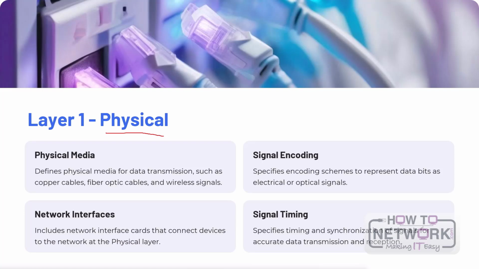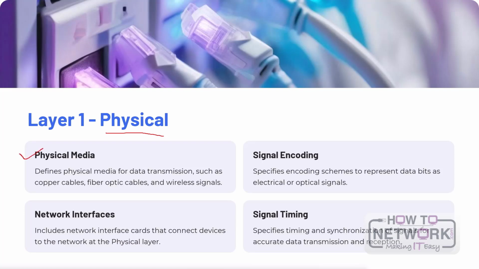Now consider a simple example, like connecting your computer to the internet via an Ethernet cable. The physical layer dictates the cable's type, like is it a Cat5e or Cat6, with an RJ45 connector type, and the voltage levels used for data transmission. This layer is responsible for ensuring that the data bits are transmitted accurately across the cable.